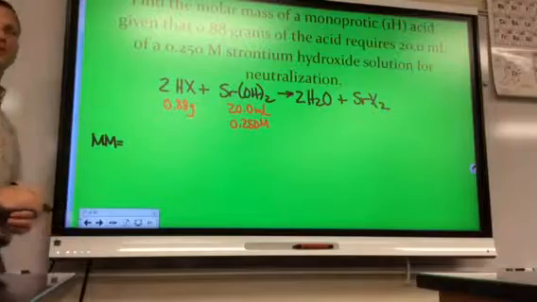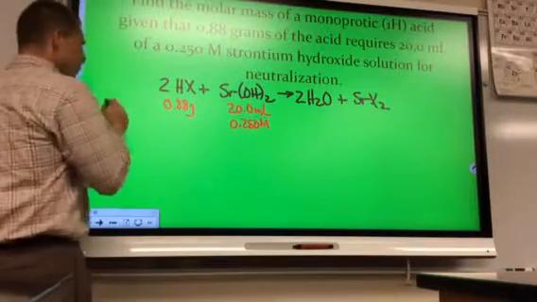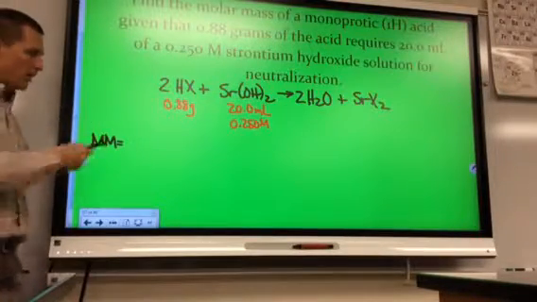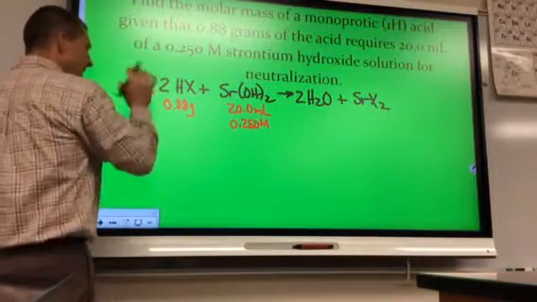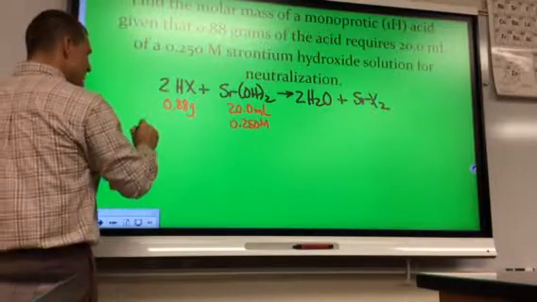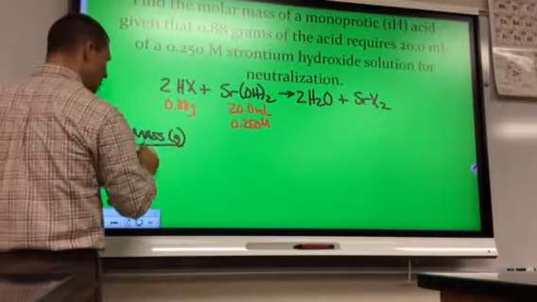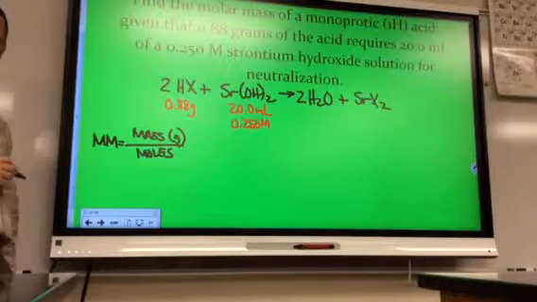We haven't done problems like this where you have an unknown molar mass. I'm just going to mention this. When you need to find a molar mass of a compound that you can't figure out from the periodic table, if you can figure out in a sample of it what its mass is and how many moles it is, that would be the molar mass.